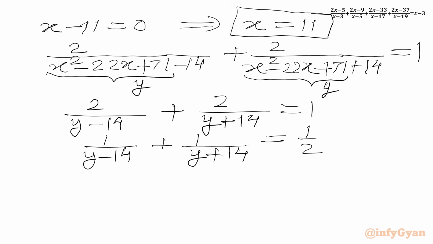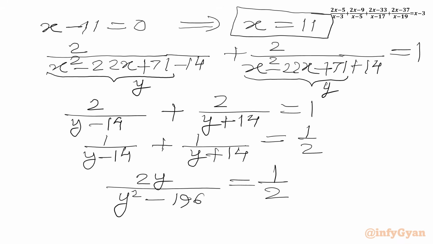Now we will take the LCM. So we are going to get y plus 14 plus y minus 14, which gives 2y in the numerator, and in the denominator y minus 14 times y plus 14. After using the difference of two squares formula, we can write y square minus 14 square, which is 196, equal to half. Now we will cross multiply and write y square minus 196 equal to 2 times 2y, 4y.